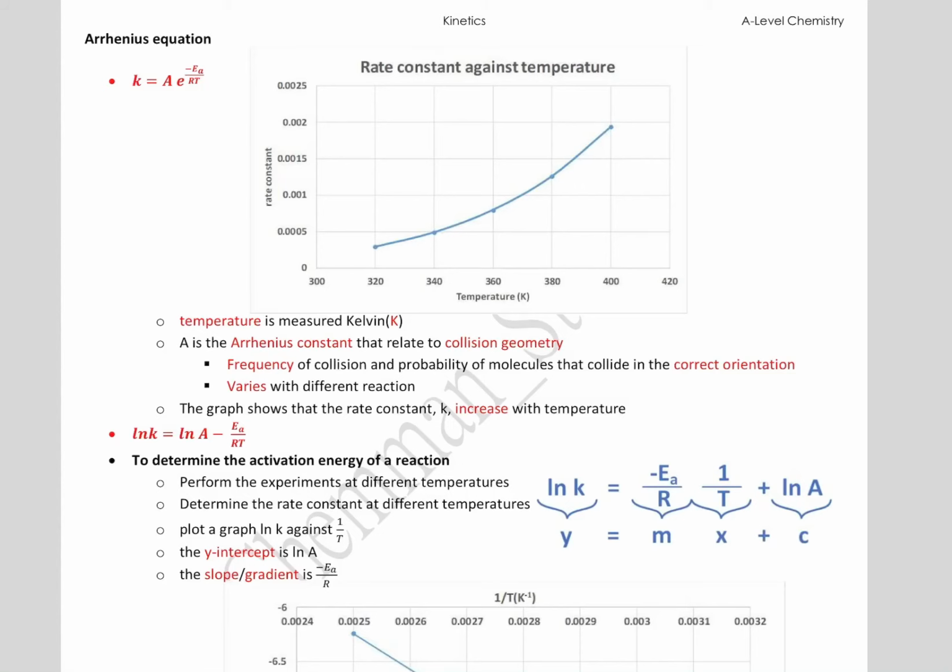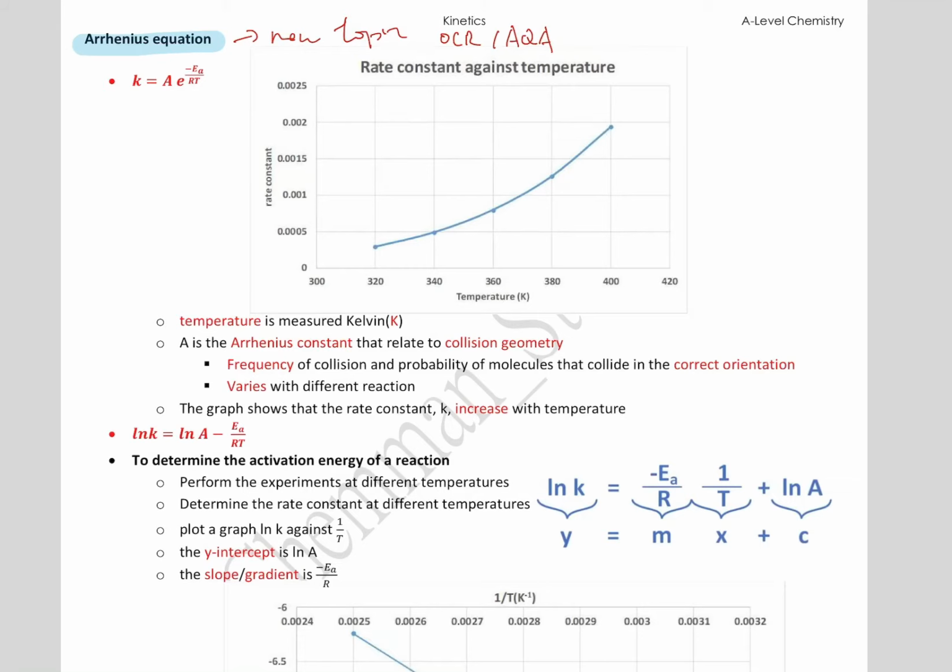The last section for the equations is the Arrhenius equation. This one is quite important because it's actually a new topic for OCR and also AQA. Whenever they add a new topic, there will be really common questions on it. At least in the last 2 years, it has already come up in the Paper 1 questions.